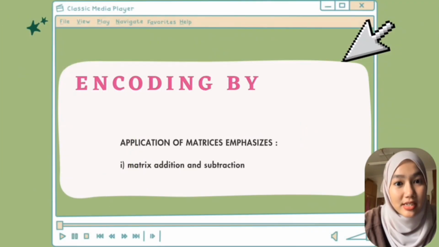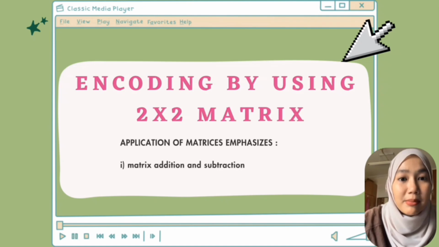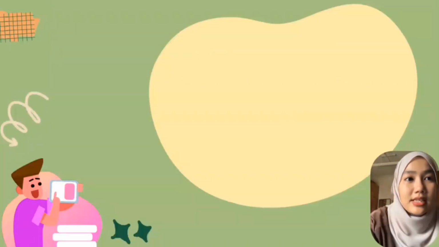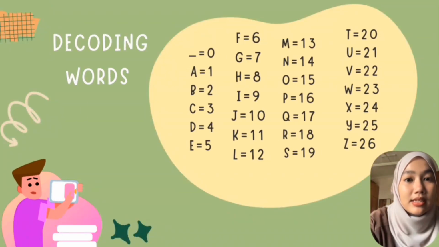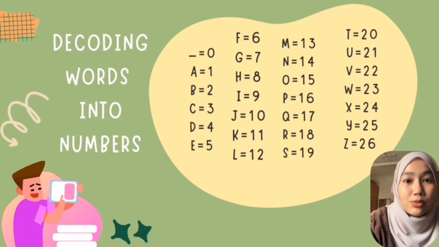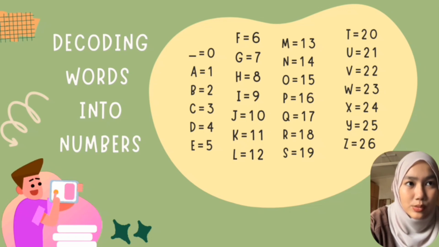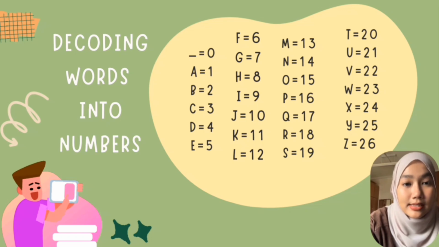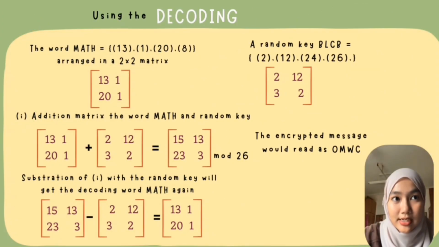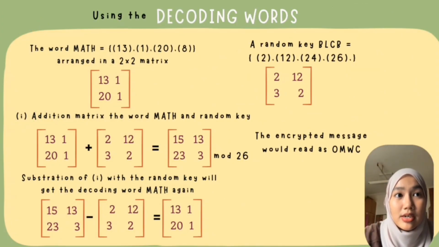Moving on to the next section, which is encoding by using a 2x2 matrix, using matrix addition and subtraction. This is the decoding of words into numbers, with the space and the alphabet from A to Z: A as 1, B as 2, C as 3, and so on until Z as 26. For the next slide, using the decoding word, the word MAT is arranged in a 2x2 matrix and it becomes 13, 1, 20, and 1.